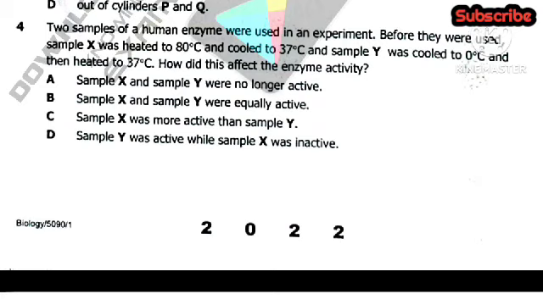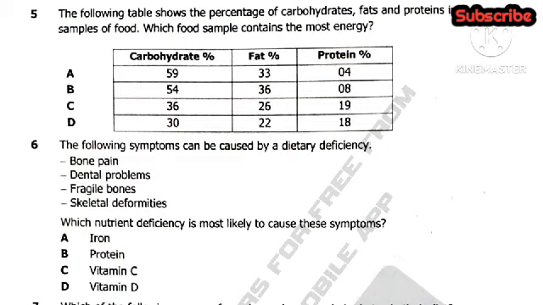Let's talk about this. So enzyme X was heated to 80 degrees Celsius and then cooled. So this enzyme was killed. You can't heat the enzyme to that extent. It was killed. So Y was activated. It wasn't killed. If it was cooled to 0 degrees Celsius and then heated to 37 and not above 37, then Y was inactivated and then later on activated. So the simple explanation here is the answer. The answer is D. Sample Y was active while sample X was inactive. Yes. Number 5.